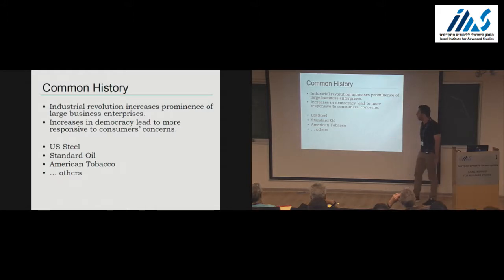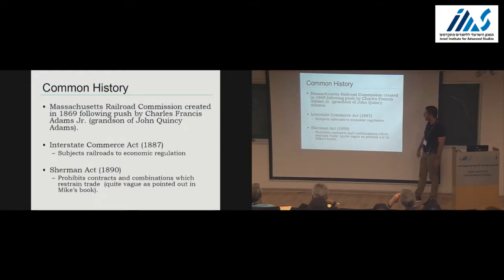So that led to laws. The first one was in the railroad industry, in Massachusetts actually, where they put a commission that was looking at the railroad industry. That led to the Interstate Commerce Act, which subjected railroads to economic regulation. They started saying, railroads, you can charge this much, but not this much.